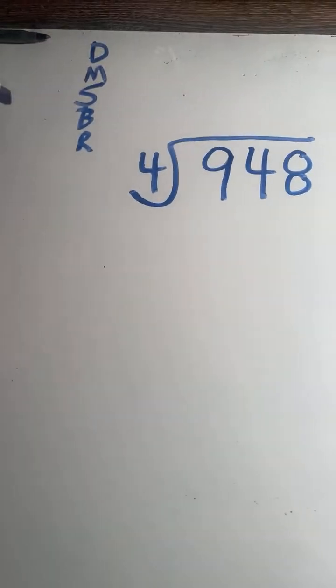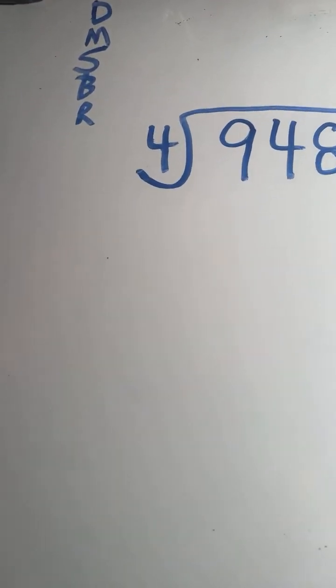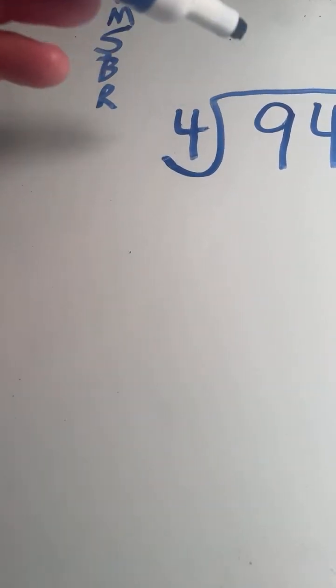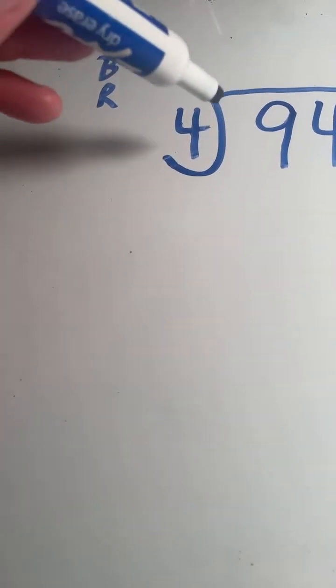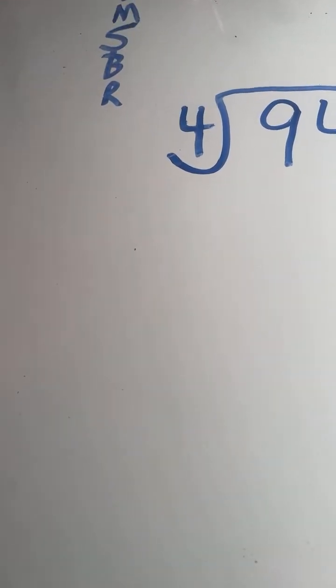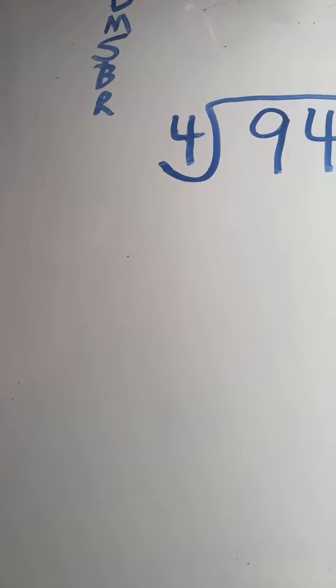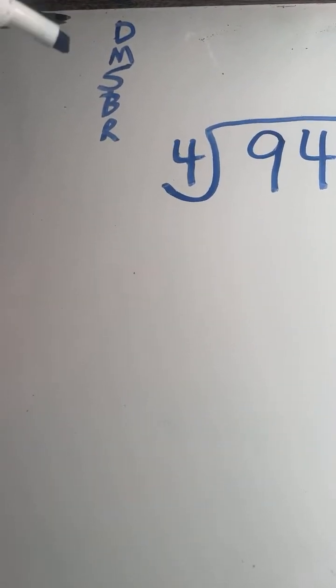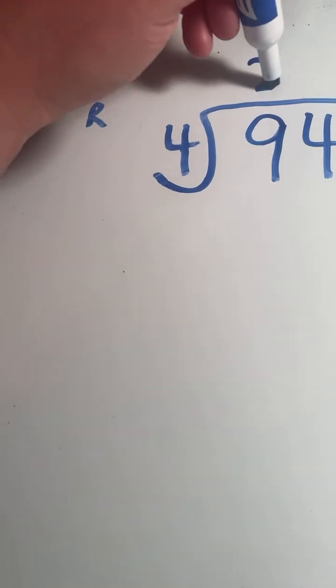So step 1, we have to divide. We're looking for the number within the number. And the rule is the number inside the square has to be bigger than or equal to the number outside. 9 is bigger than 4, so we can start with 1 digit by 1 digit division. So 9 divided by 4 equals 2. There is a remainder, of course.